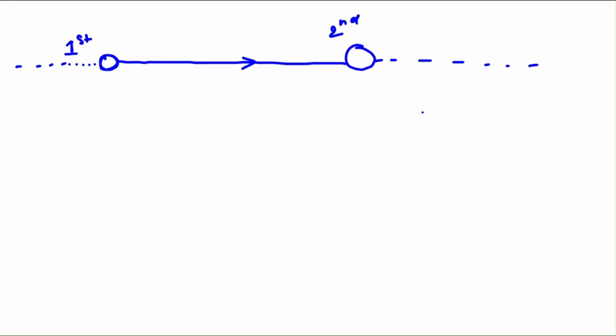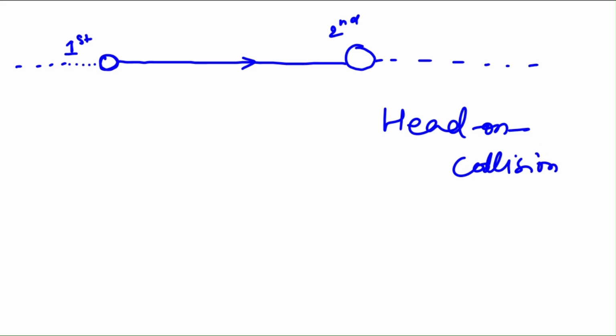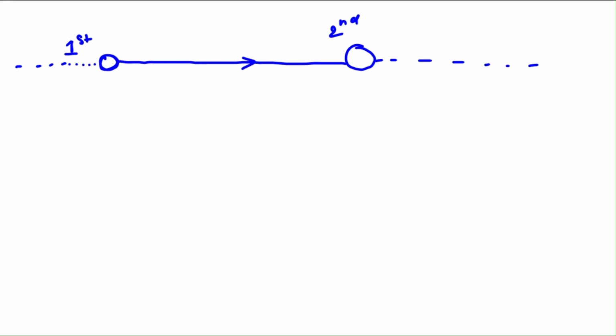Such a collision, where the initial velocities of the bodies and the final velocities after collision are along the same line, not necessarily in the same direction but along the same line, we call a head-on collision. So here we are considering that this collision is a head-on and elastic collision.